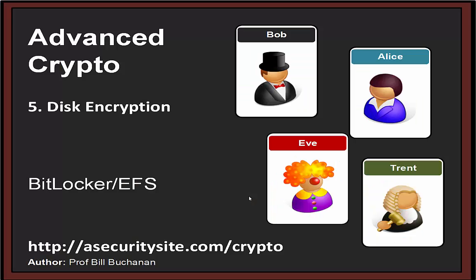Okay, so now let's look at the two main methods that we might use in terms of our disk encryption. First, we'll look at Bitlocker and the encrypted file system, and then we'll look at TrueCrypt. Both have different ways of operating.